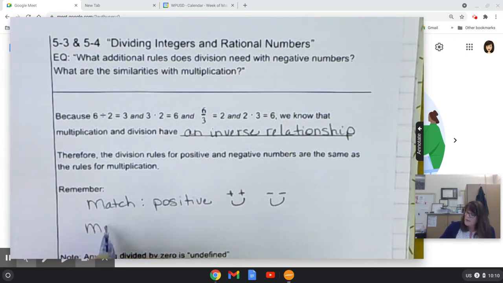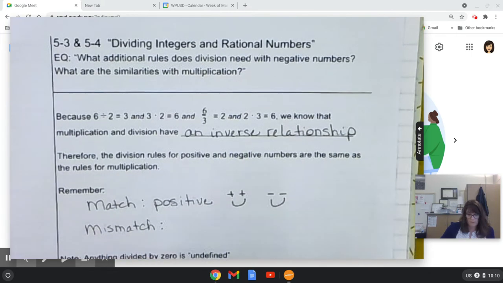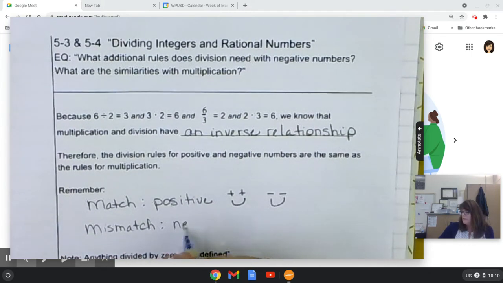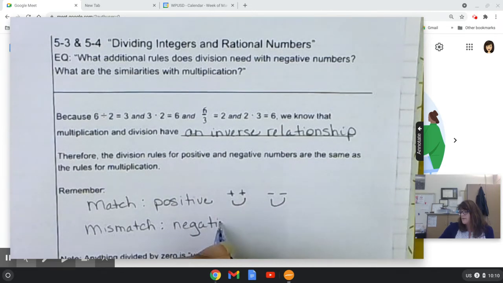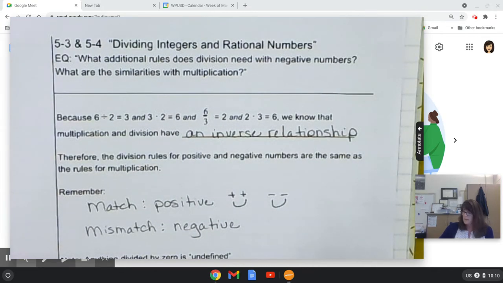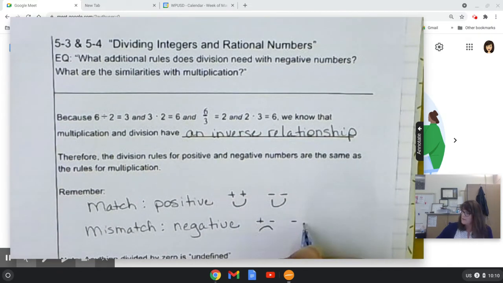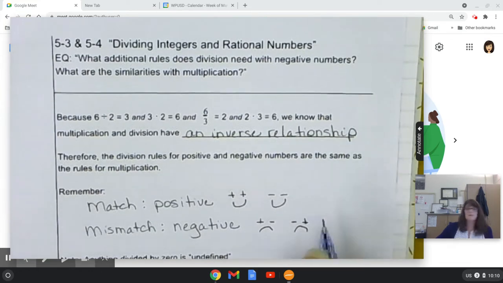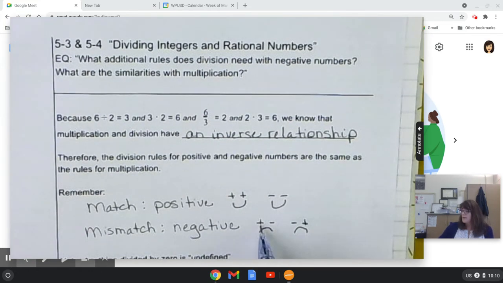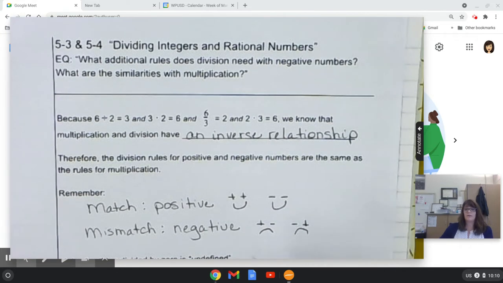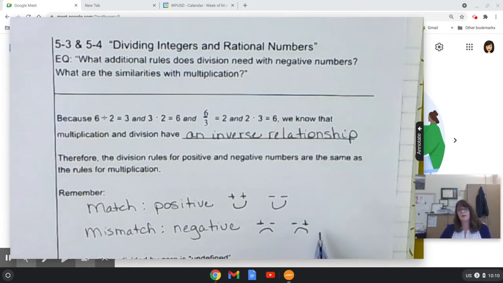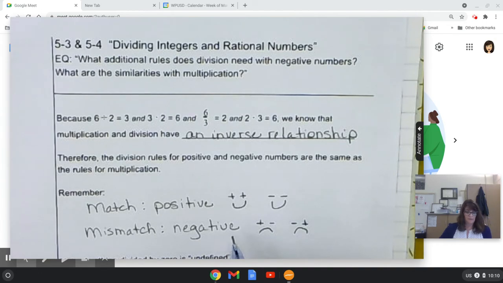If we have a mismatch, we have a negative solution. Okay, so again, to me, these guys always look like they're getting punched in the face. If I have a positive divided by a negative, it's going to be negative. If I have a negative divided by a positive, it's going to be negative.